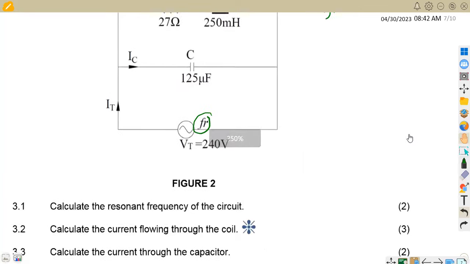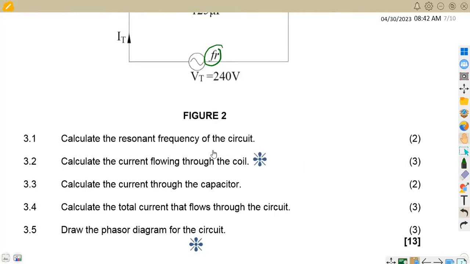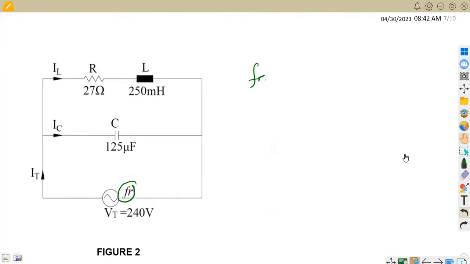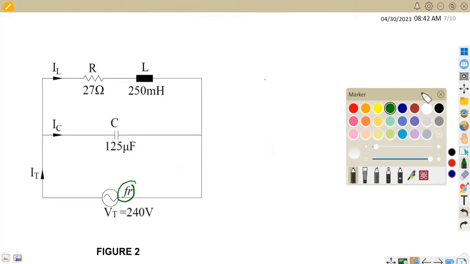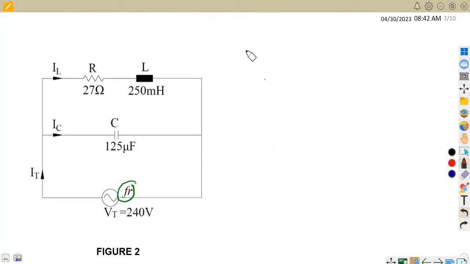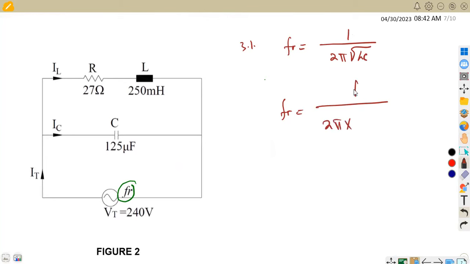The first part of the question was to calculate the resonant frequency of the circuit, which is 2 marks. What is important is to understand the formula for resonant frequency. Like I said, this is at resonance, so this is 3.1. Remember that the resonant frequency is 1 over 2 pi times the square root of LC.